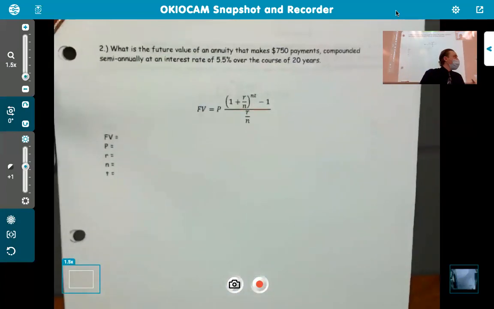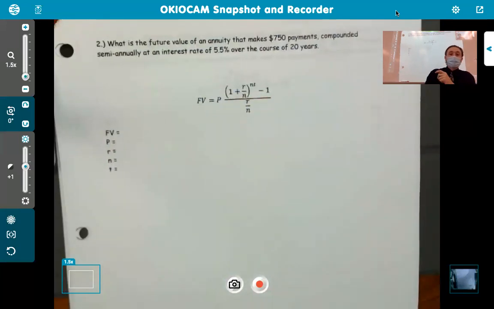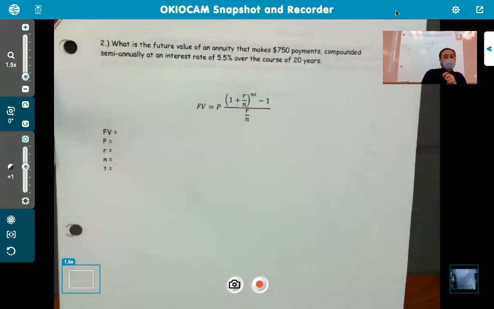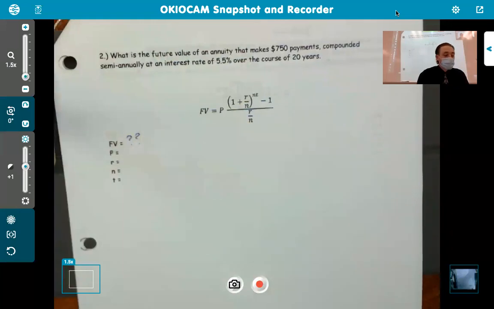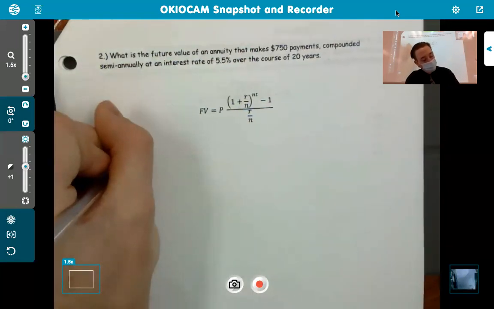All right. Example 2. What is the future value of an annuity that makes $750 payments compounded semi-annually at an interest rate of 5.5% over the course of 20 years? Why don't you help me, after reading through that, assign each of my variables a value? So do I know my future value, or is that what I'm solving for? Right. So I don't know that. What is my payment? So what's going to be the value for P? 750.